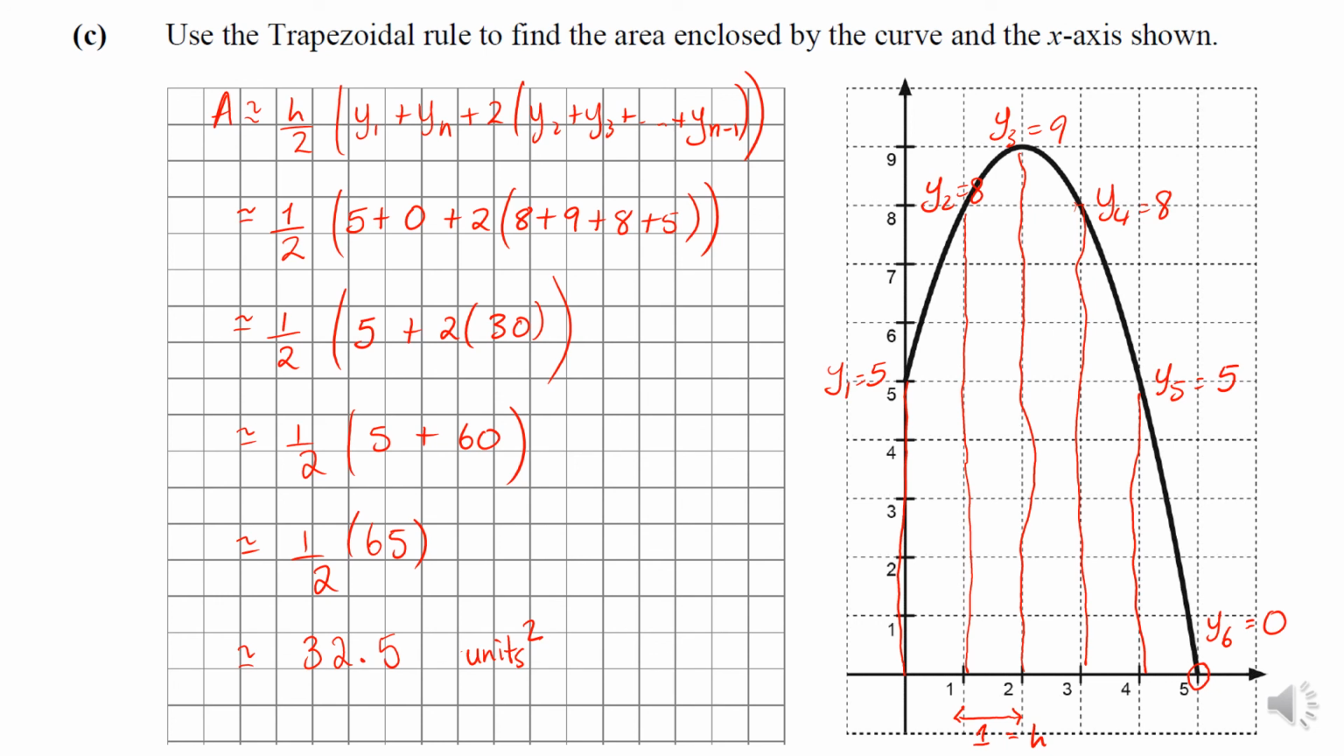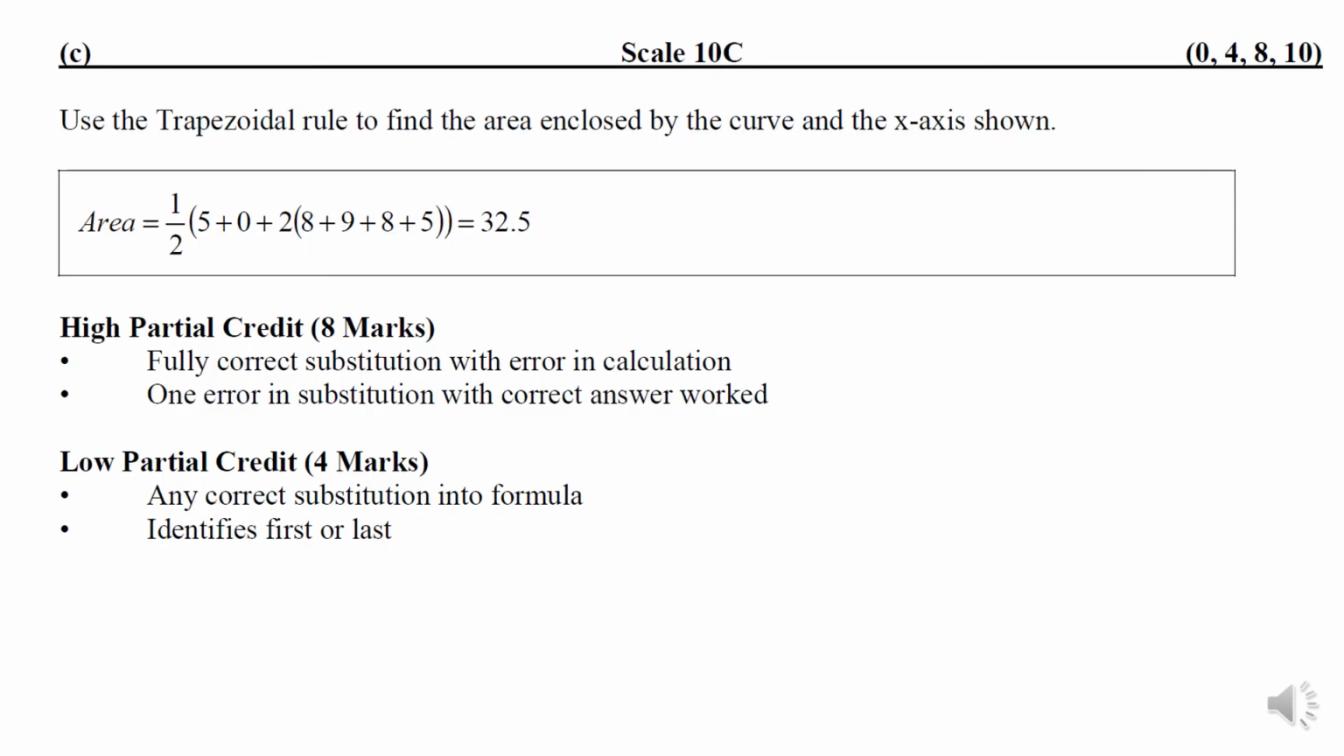Let's look at the marking scheme. Alright, so again a 10 marker, but opportunities for partial credit. 8 marks for fully correct substitution with some error in calculation. So if you wrote down your formula and put the numbers in the right place but then made mistakes, you're going to get 8 out of 10. 1 error in substitution with the correct answer, 8 out of 10, and any correct substitution into the formula, you get 4 marks minimum, or if you identify the first or the last height, so your y1 or your y6, you get 4 marks. So moral of the story, always have a go.